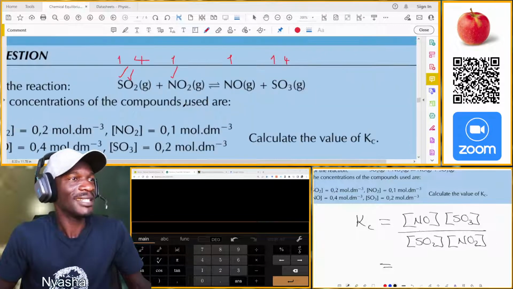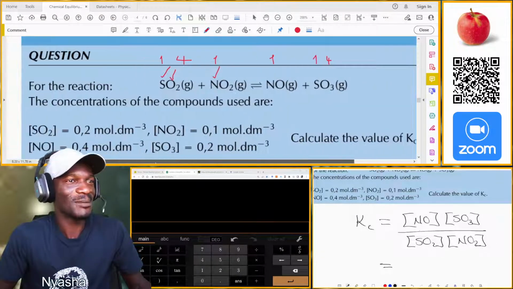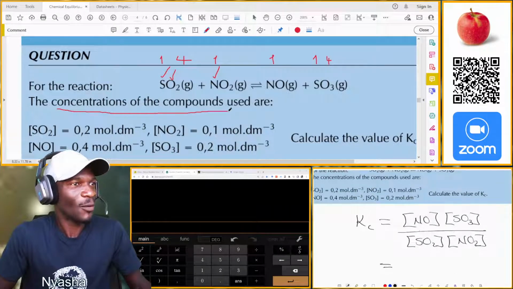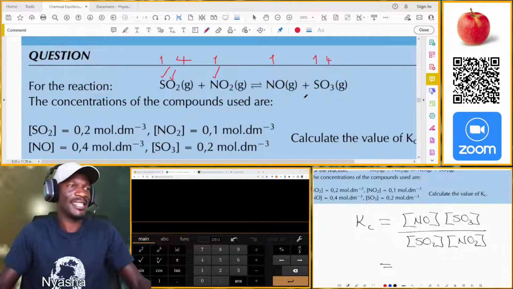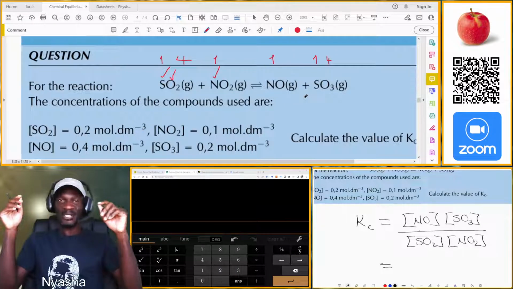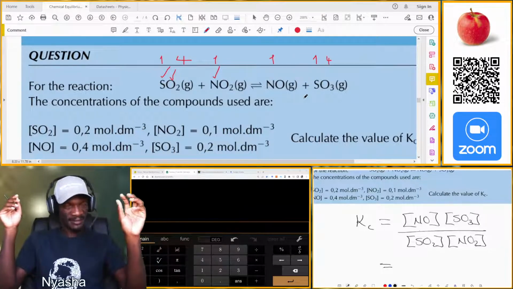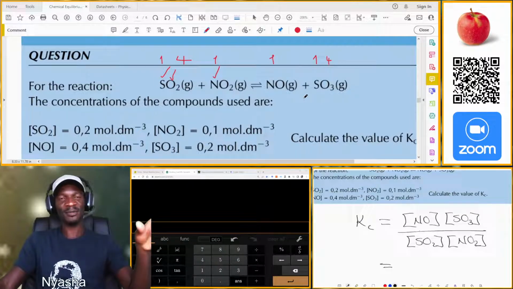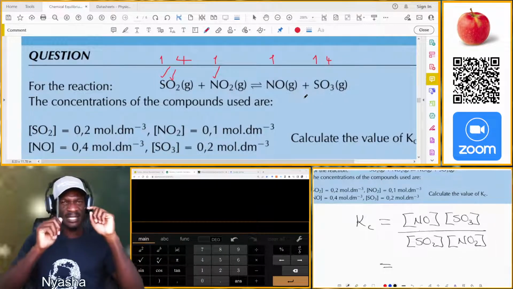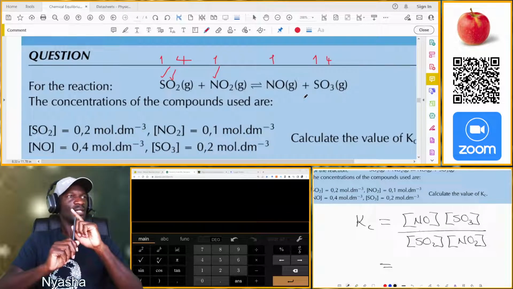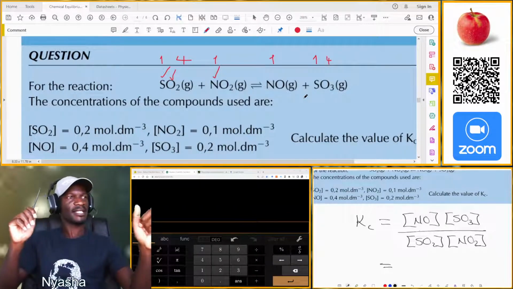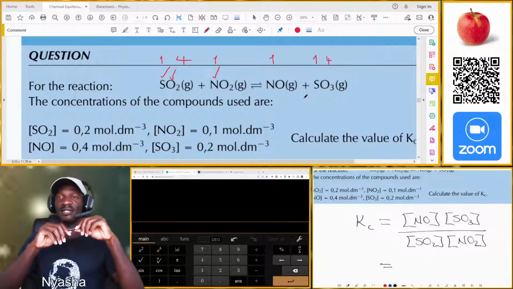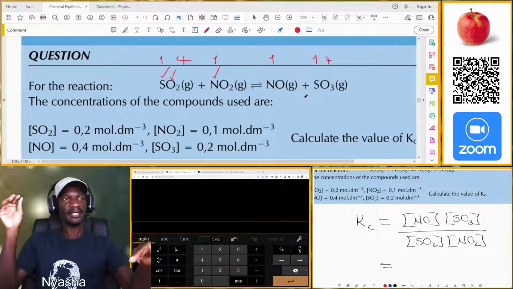One important thing was that the concentrations of the compounds used are these. So it was important for this part to explain if these are the concentrations at equilibrium. So always look for that, right? And if it's not explained like this, please raise your hand so that your teacher can assist you and tell you if this is at equilibrium.